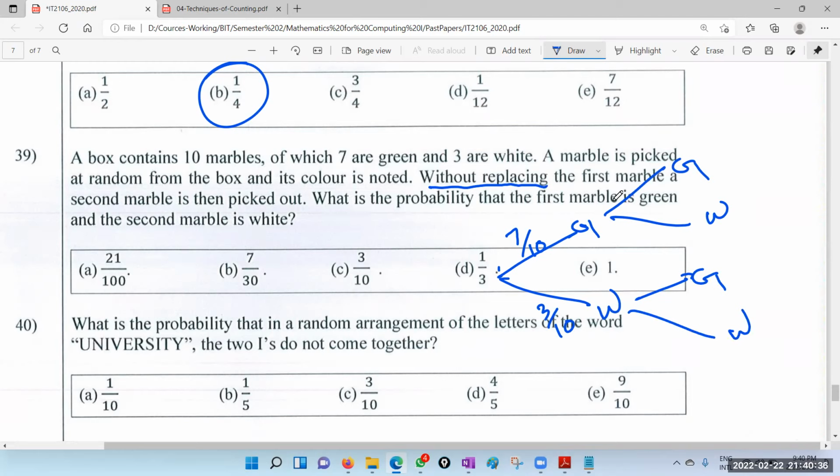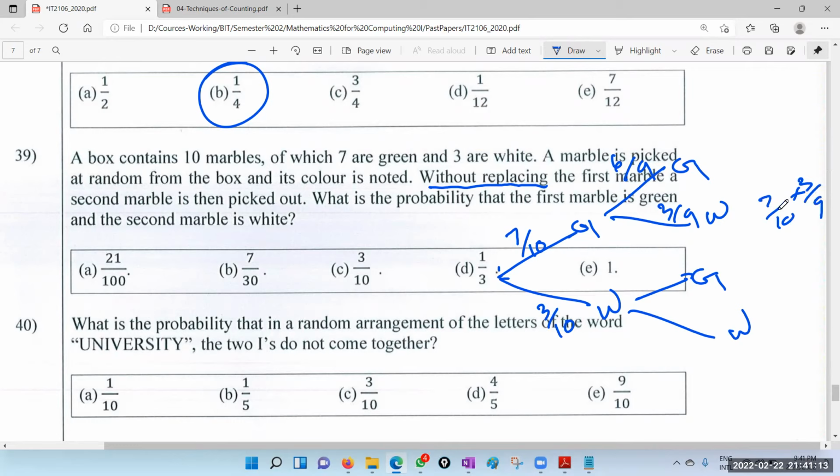What is the probability that the first marble is green and the second marble is white? Okay. So now if it is green, now we have less number of greens. So therefore 6 out of 9. Still we have 3 out of 9. I don't have to go this side also because it says the first marble is green and the second marble is white. That means this area. 7 divided by 10 into 3 divided by 9. I don't have to look at this one also.